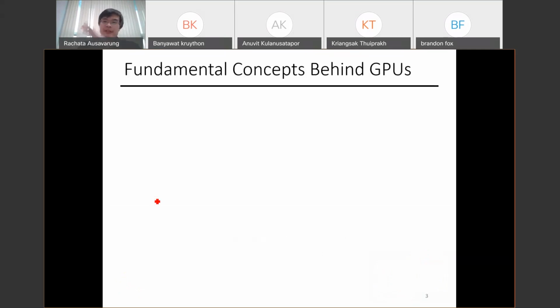On Monday, we first talked about fundamental concepts behind what a GPU is and how the GPU works, right? The first thing that is the backbone of the GPU is called SIMD or SIMT, single instruction, multiple data or multiple threads. It means that I fetch one instruction, but that instruction operates on multiple pieces of data.